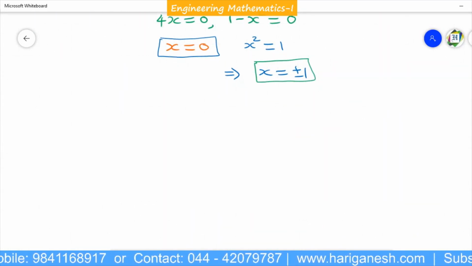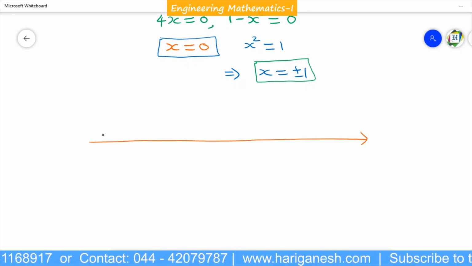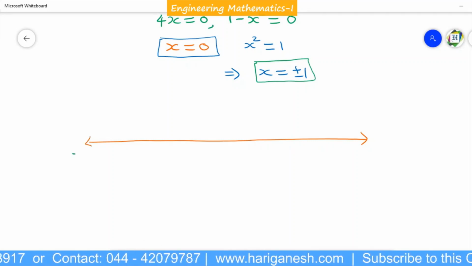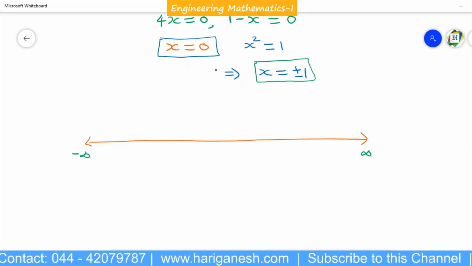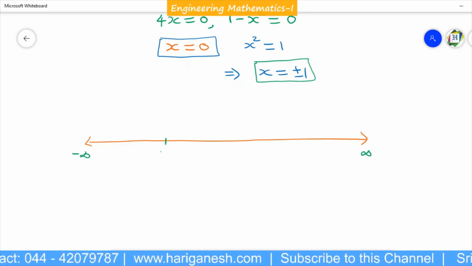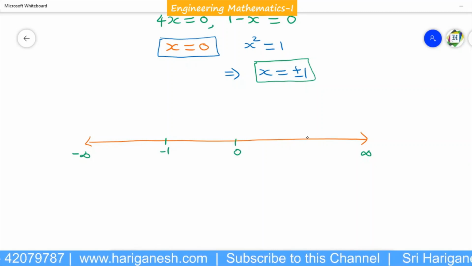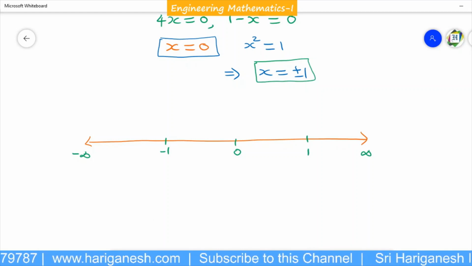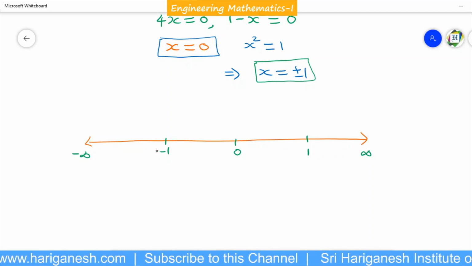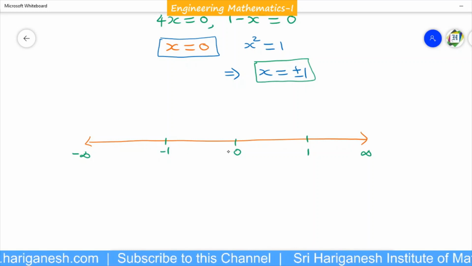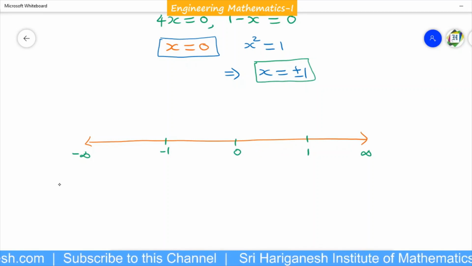So to find the intervals, take a real line. This is the real line, from minus infinity to plus infinity. So I put the negative value first. So here the negative number minus 1, next 0, and then 1. Okay, what are the intervals here? The first interval is minus infinity to minus 1. Second interval is minus 1 to 0. Third interval 0 to 1.